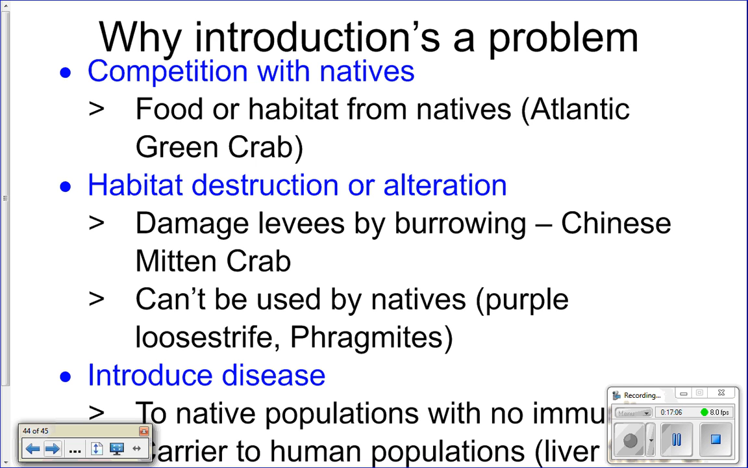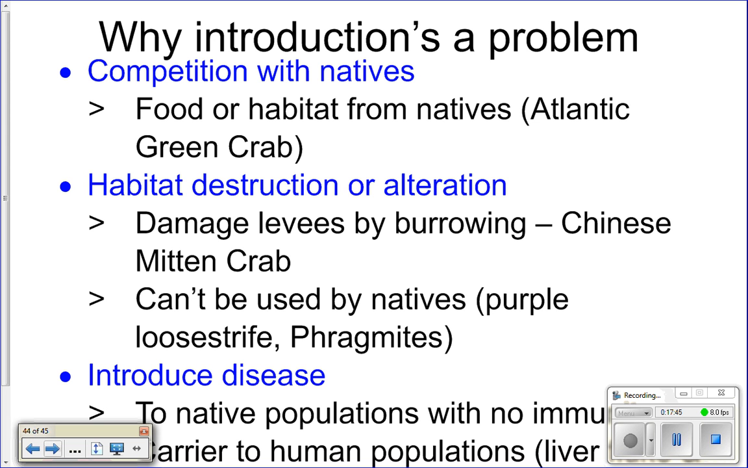So why are introduced species a problem? They're a problem because the introduced animals or plants will compete with the native plants and animals for resources, so for space or for food. And oftentimes the introduced species is better at competing than the native plant or animal. And so it actually takes over and can cause the native plants and animals to die out, which is bad. An introduced species can also destroy a habitat or alter it so that the native species can't survive.